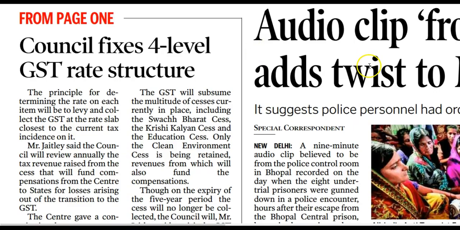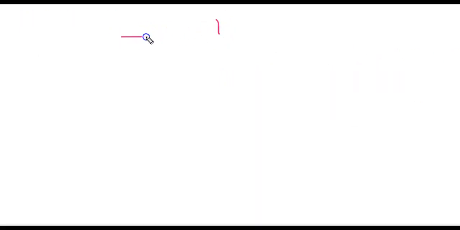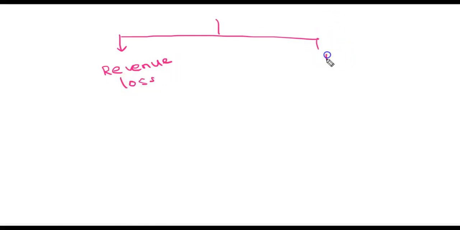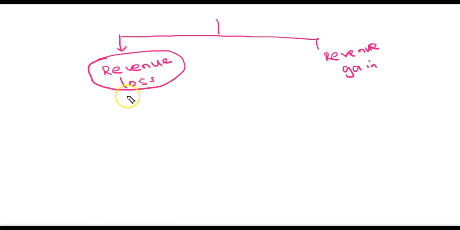Now let's move to page number 12, where you can see the continuation of the first page article. There is a tax slab. There will be two kinds of states after implementing the GST. Some states may face revenue loss and some states may face revenue gain. So what about states which are going to face revenue loss?